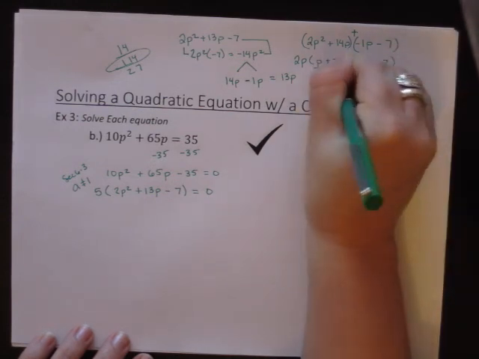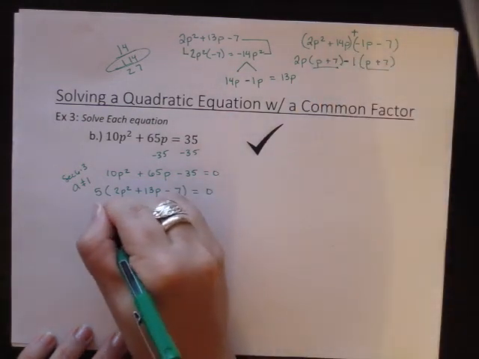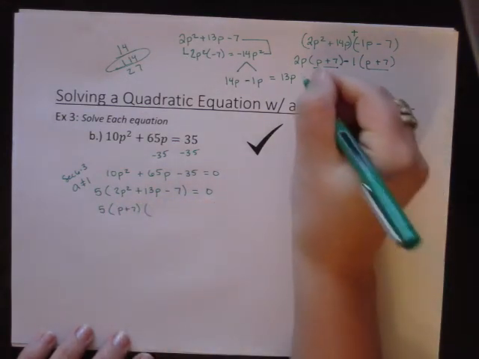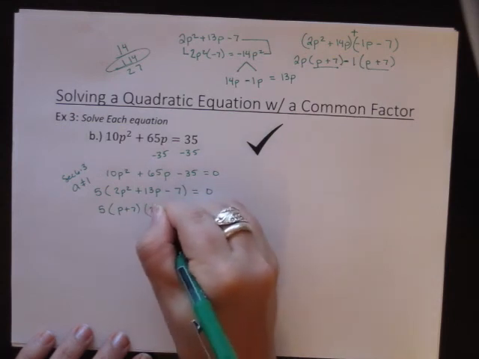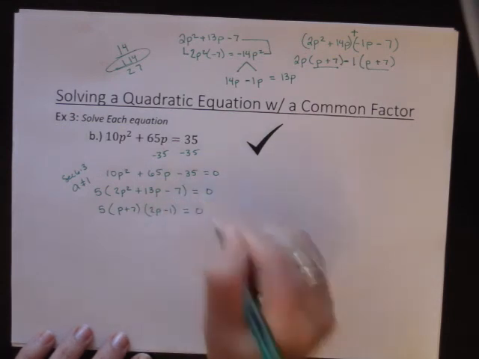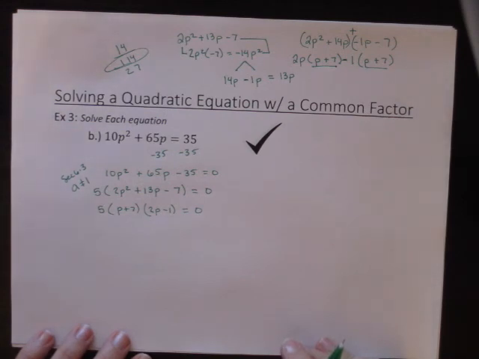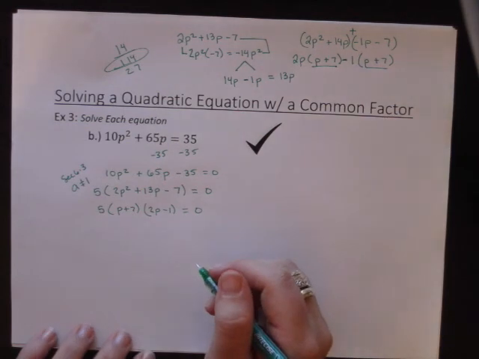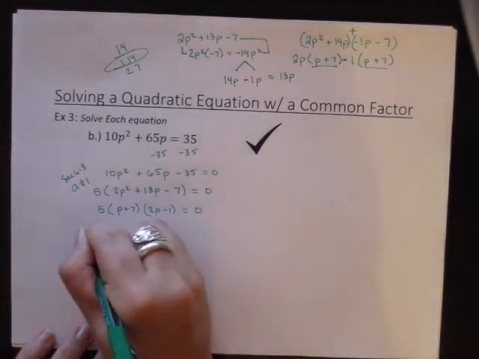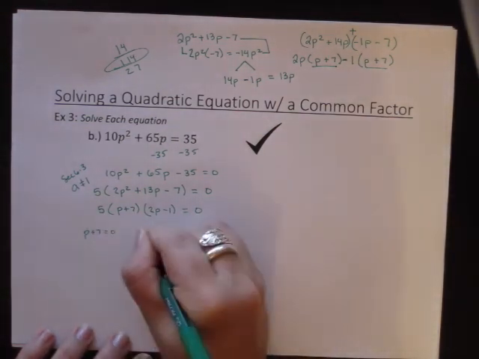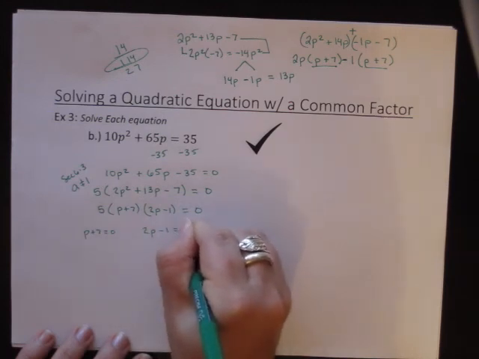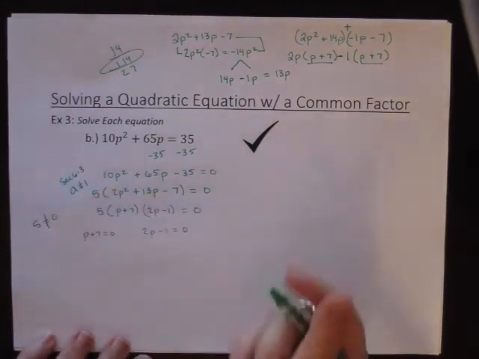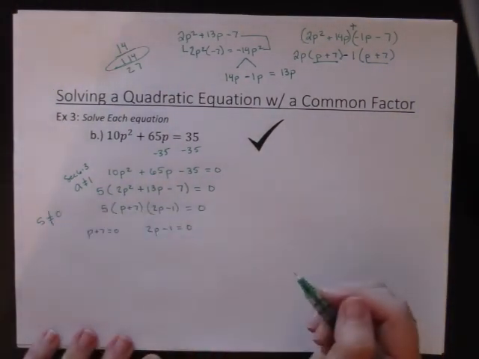My binomials are the same. So I'm going to come back down here. I'm going to write my 5. I'm going to put my common binomial of p plus 7. And then I'm going to write the rest of it. So it's going to be 2p minus 1 equals 0. Okay? So now what we got to do is set these expressions that we just factored equal to 0. So that's step 3. So p plus 7 equals 0. 2p minus 1 equals 0. And remember, you can do 5 equals 0, but that's not a true statement, so you don't have to do that if you don't want to.